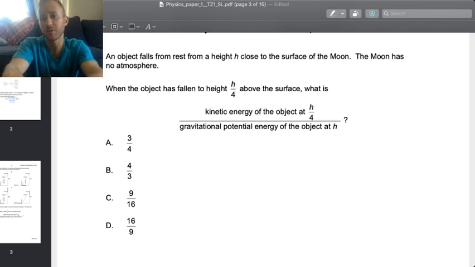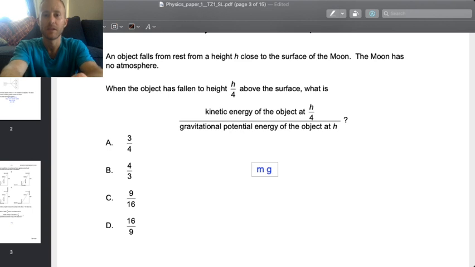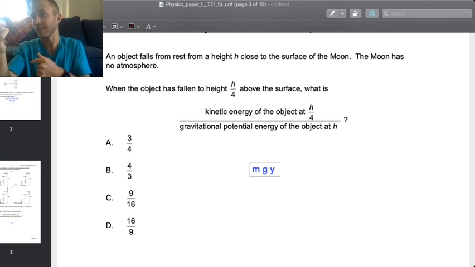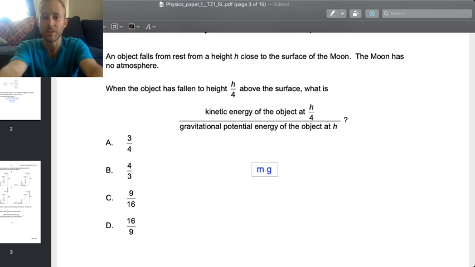The kinetic energy at h over 4, divided by the gravitational potential energy at h. So if you are at height h over 4, according to mgh, you've only got 25% of your initial gravitational potential energy, which means that the rest of that energy is kinetic energy. So if you're at height h over 4, your kinetic energy is going to be the remainder of the gravitational potential energy you had at the start. So you actually have 3h over 4 of kinetic energy.